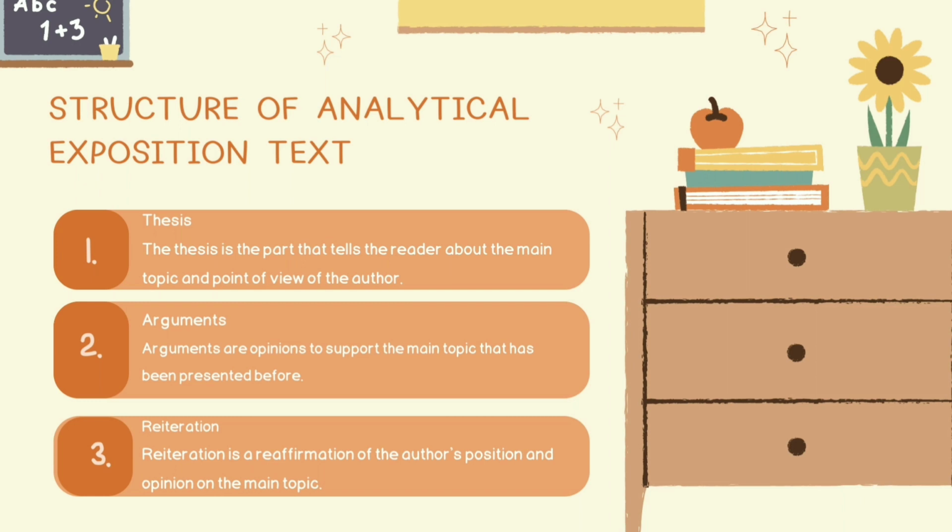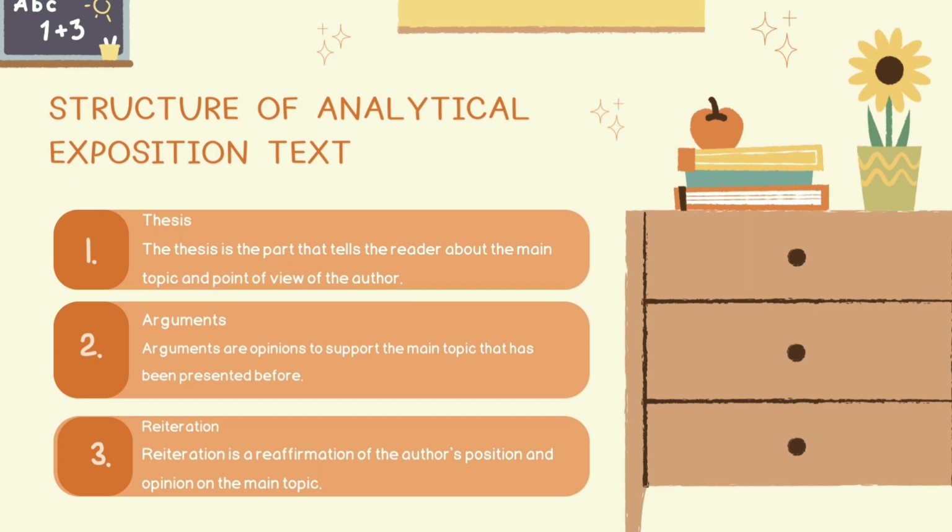The position here means whether the author supports or disagrees with the event. And the second structure, arguments. Arguments are opinions to support the main topic that has been presented before. Usually, in analytical exposition, there are more than two arguments. The more arguments presented, the more the reader will believe that the topic being discussed is important or requires attention.